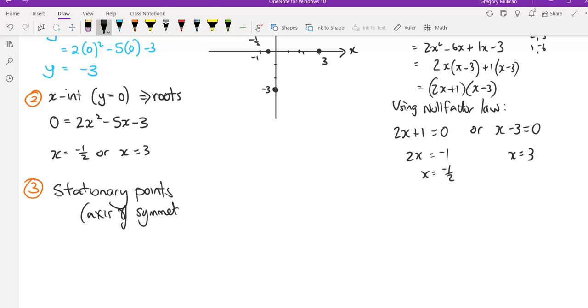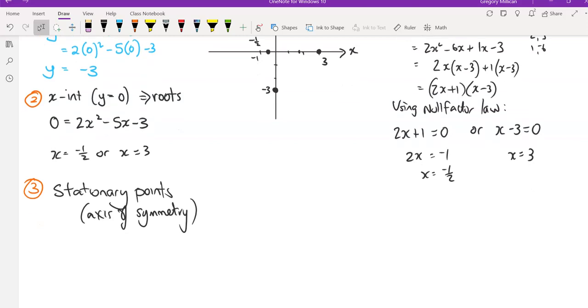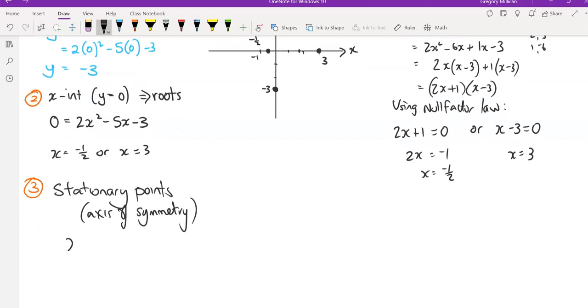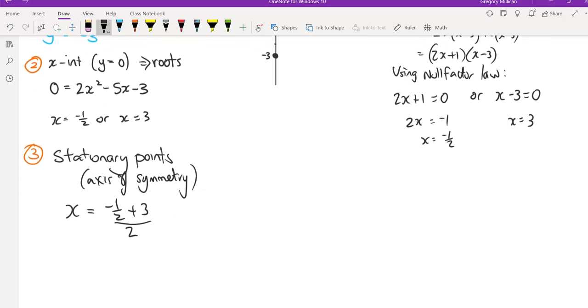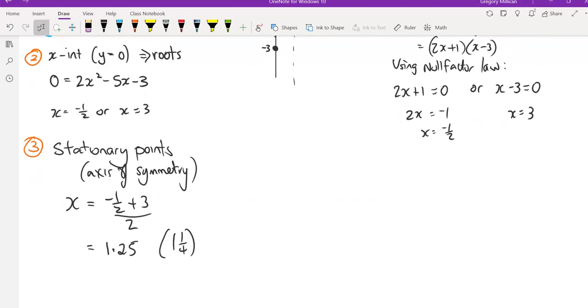And the axis of symmetry is exactly halfway between my two x-intercepts, or my two roots. So how do I find halfway between them? Well, the x value is going to be equal to negative a half plus 3 divided by 2, exactly halfway between them. So I just add the 2 divided by 2, and if I do that sum, I get 1 1/4, or 1.25. Okay, 1 1/4. And so that point there is going to be around about there. So let's put the dotted line in there for my axis of symmetry. Okay, so we've got that.